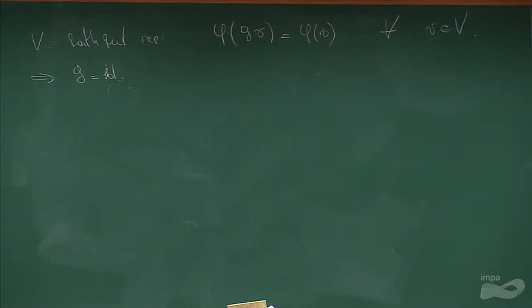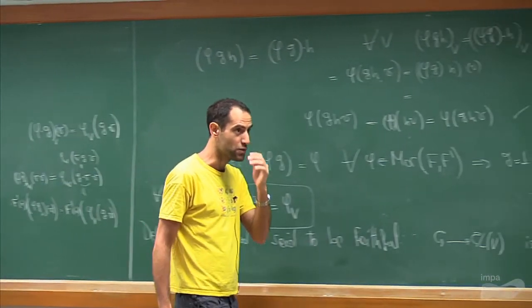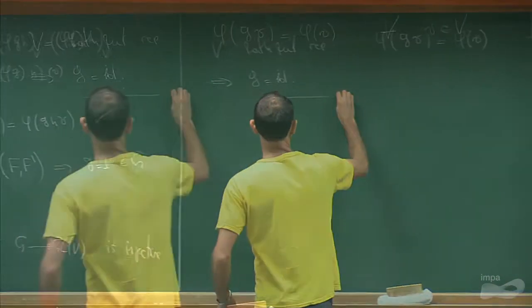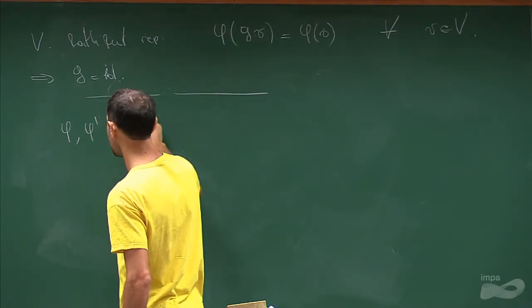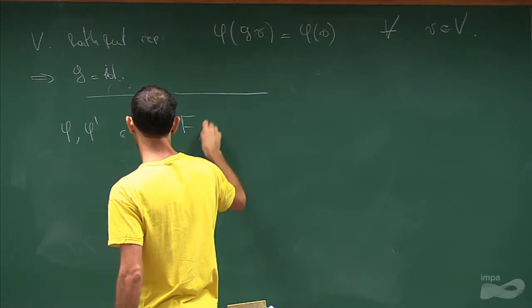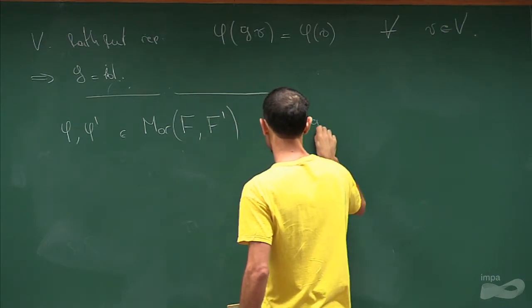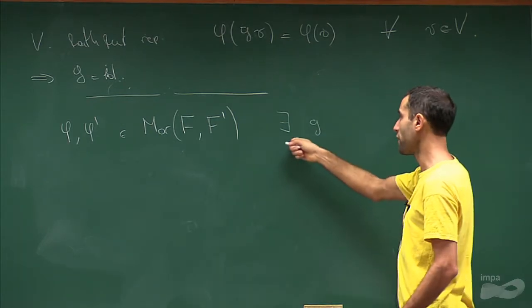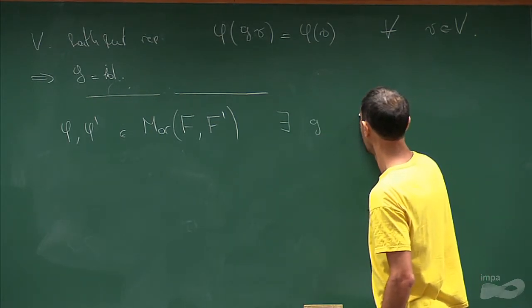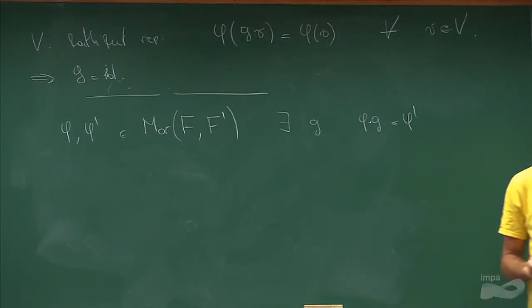Namely, given two morphisms phi and phi prime, I need to give you an element in G that sends one to the other one. So how do we do that one? So if you give me phi and phi prime, two morphisms from F to F prime, then there exists a unique G. Well, the uniqueness we just checked. So now we only need to prove that there exists a G such that phi G is equal to phi prime. So how do I construct that element in the group G?